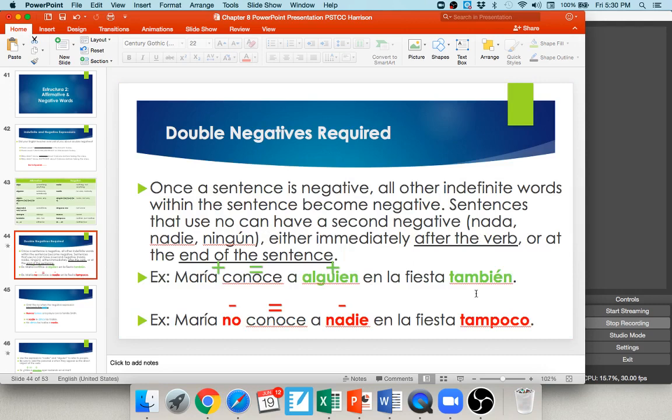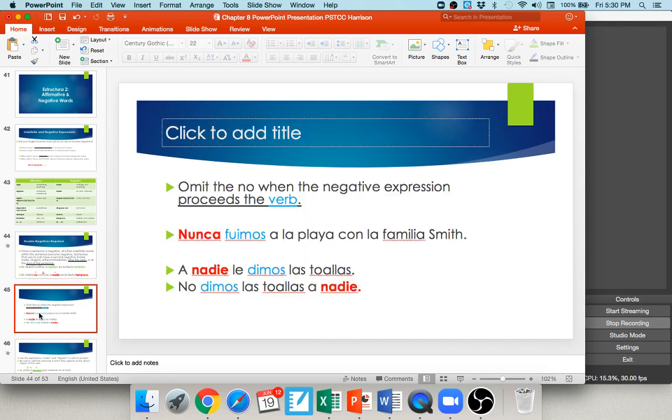Let's take that same sentence now and make it negative. So instead of saying María knows, I'm going to say María doesn't know. So no conoce. So now with conoce serving as your verb, you do have a negative. You have a no to the left of that. So everything else in your sentence is going to be negative. So literally, María doesn't know no one at the party neither. Yeah, I know. It hurts my English to say that also. So again, your verb is serving as an equal sign, and you have to decide. Remember, what happens on one side of the equal sign always happens on the other side.